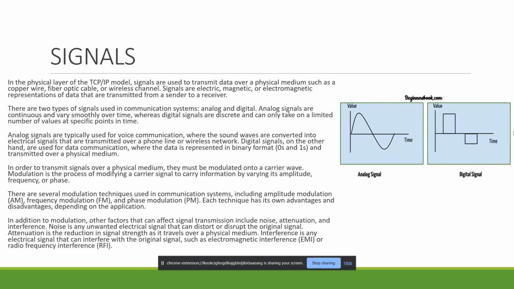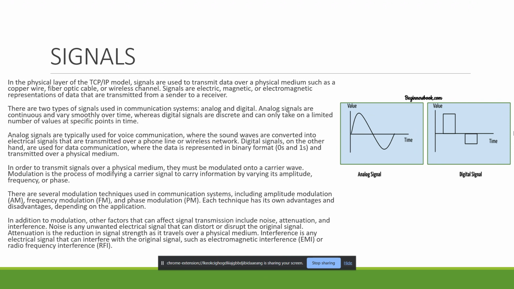Signals. In the physical layer, signals are used to transmit data over a physical medium such as copper wire, fiber optic cable, or wireless channels, and they are electrical, magnetic, or electromagnetic representations of data that are transmitted from the sender to receiver. There are two types: analog and digital signals. Analog signals are continuous and vary smoothly over time, whereas digital signals are discrete and can only take on a limited number of values at a specified point in time.